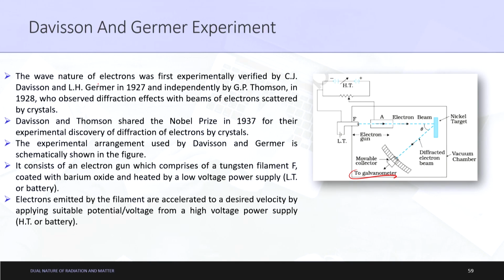The wave nature of electrons was first experimentally verified by C.J. Davisson and L.H. Germer in 1927. Basically, this experiment was done to prove that electrons also follow wave nature. It was verified by Davisson and Germer in 1927 and independently by G.P. Thomson in 1928.